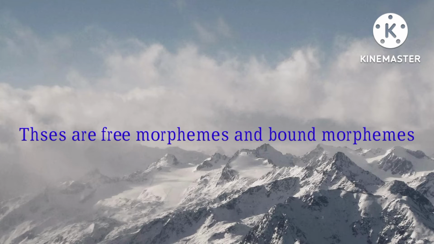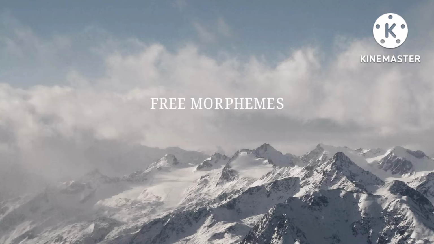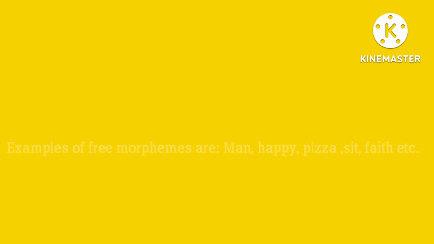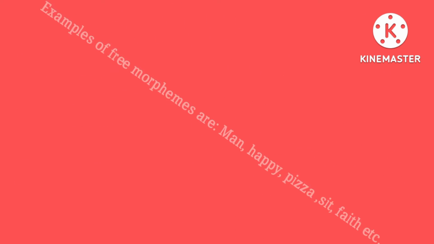So we are now going to tackle the types. We have free morphemes and then bound morphemes. They are the types of morphemes. We are going to tackle what free morphemes are. A free morpheme can stand by itself. We are going to look at some examples. Examples of free morphemes are man, happy, pizza, sit, faith, and so on.